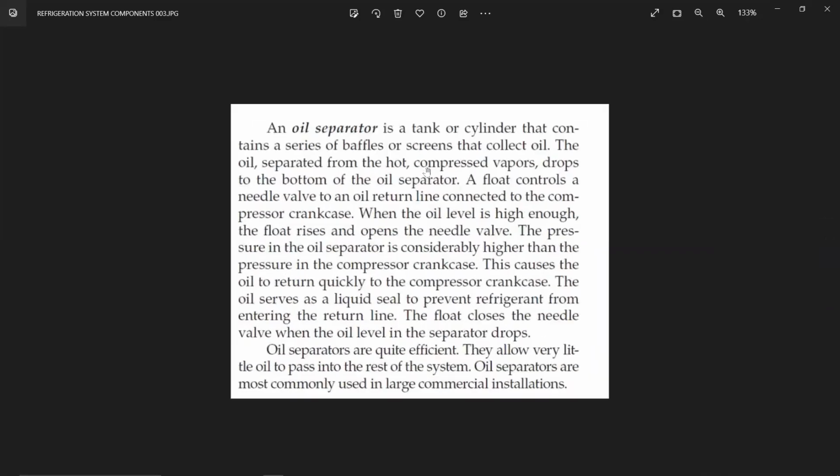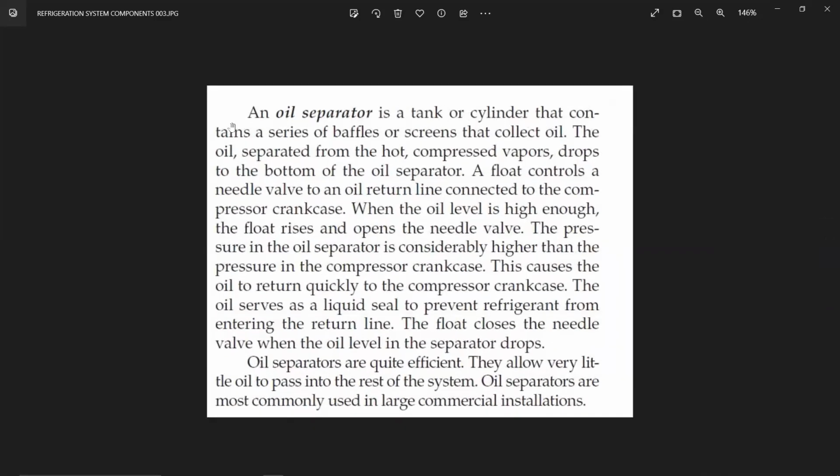The oil separator is a tank or a cylinder that contains a series of baffles or screens to collect oil. The oil is separated from the hot compressed vapor and drops to the bottom of the oil separator. A float controls the needle valve and oil returns to the crankcase. When the oil level is high enough, the float rises and opens the needle valve, and the pressure in the oil separator is considerably higher than the pressure in the compressor crankcase. This causes the oil to return quickly to the crankcase. The oil serves as a liquid seal to prevent refrigerant from entering the liquid return lines.